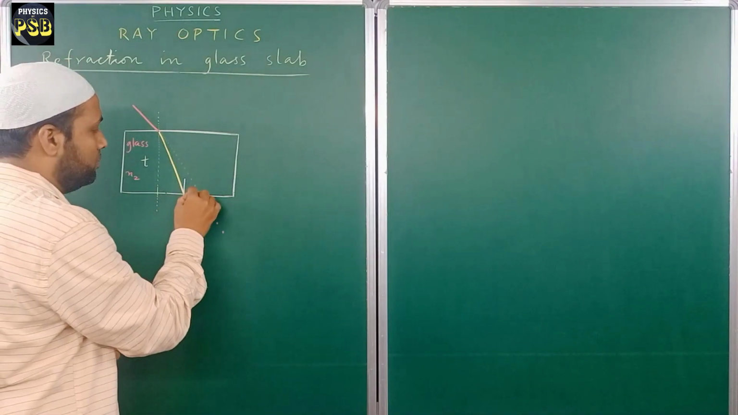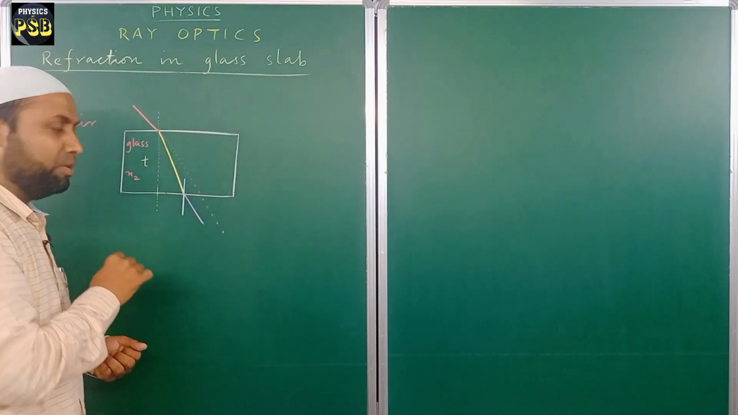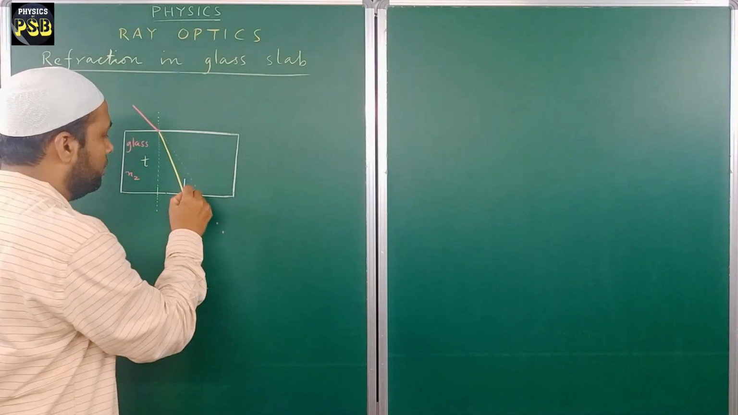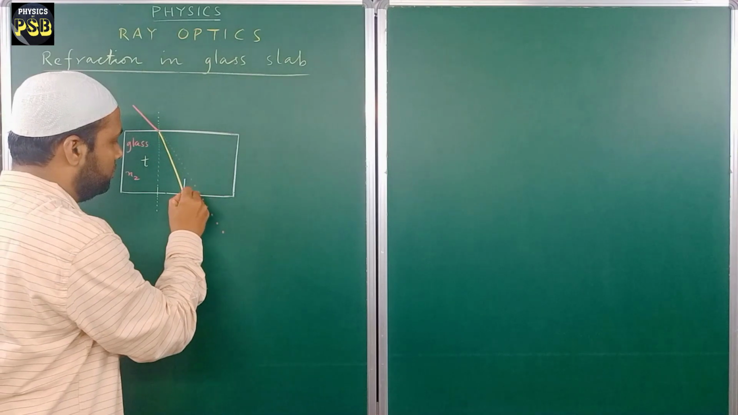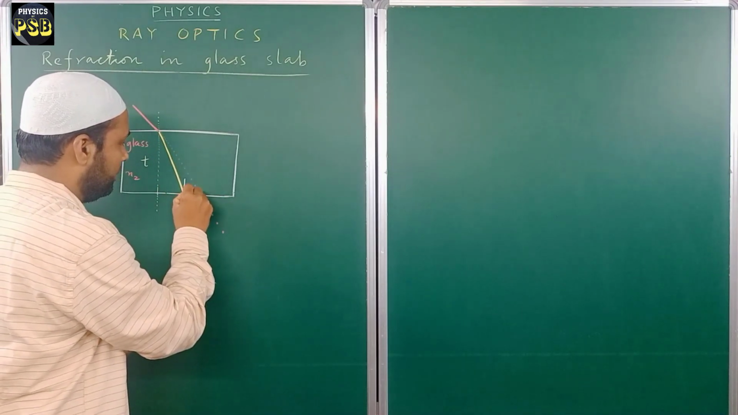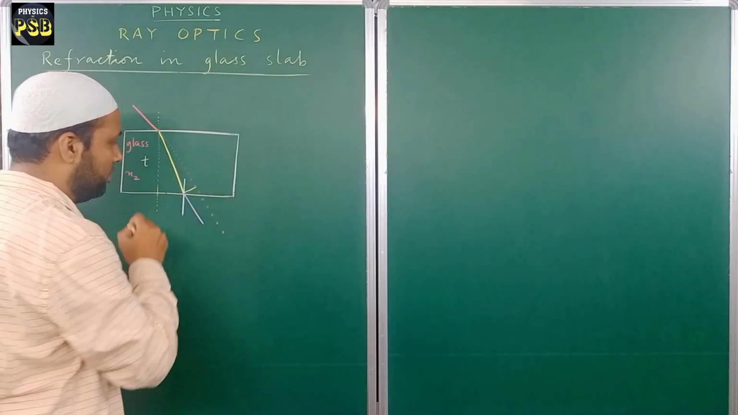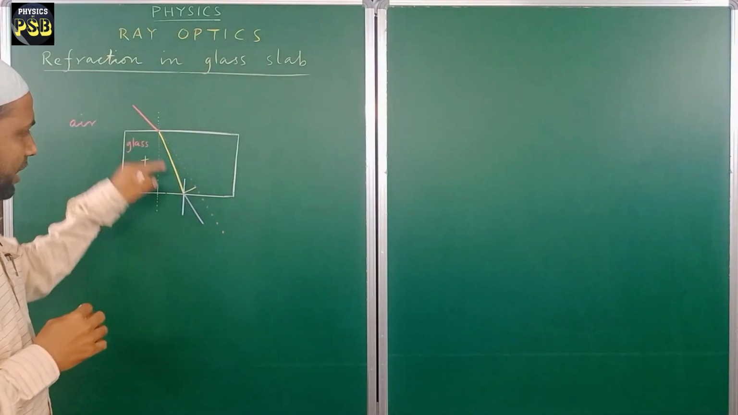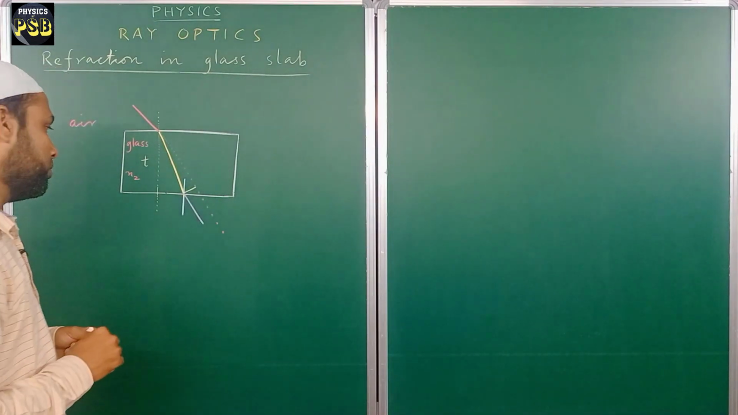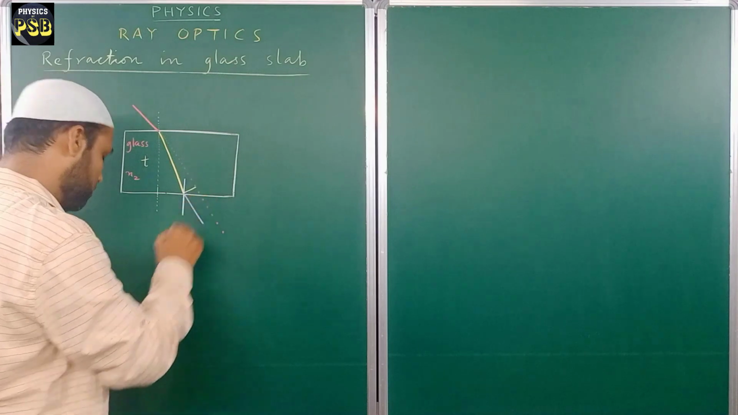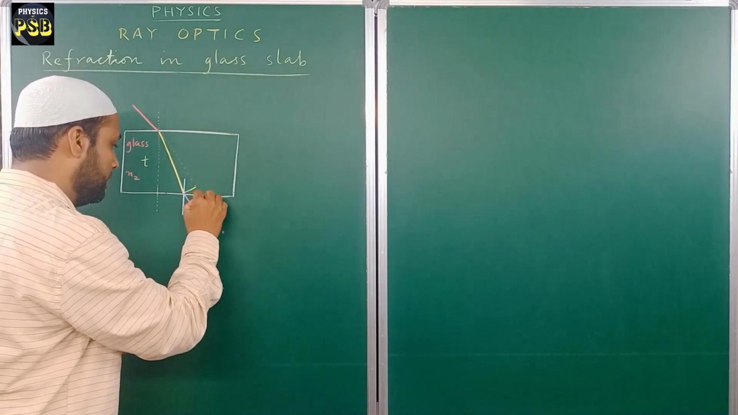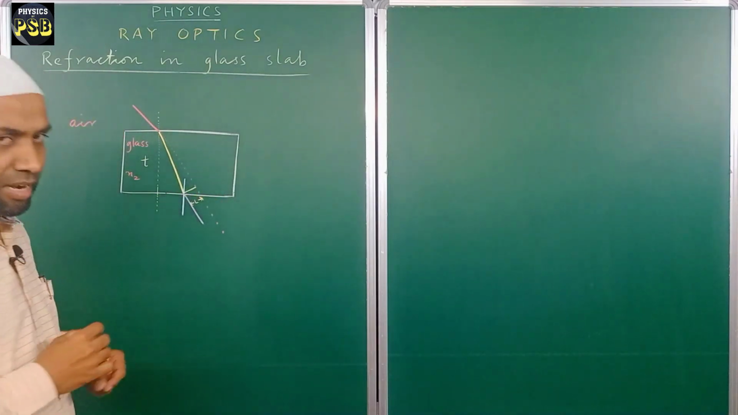Here, to find this lateral displacement, I draw a perpendicular to this line, to the refracted ray. This perpendicular line to the refracted ray provides me the lateral displacement whose length is L. Whose length is L.